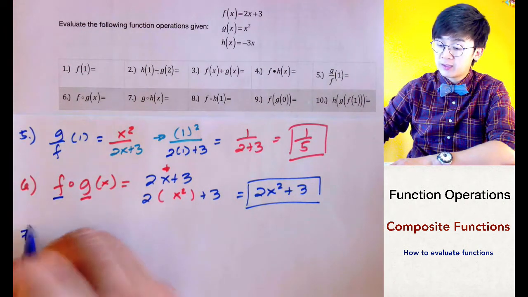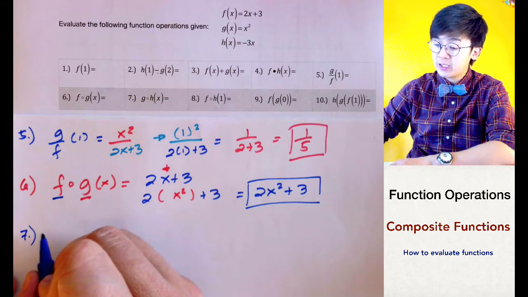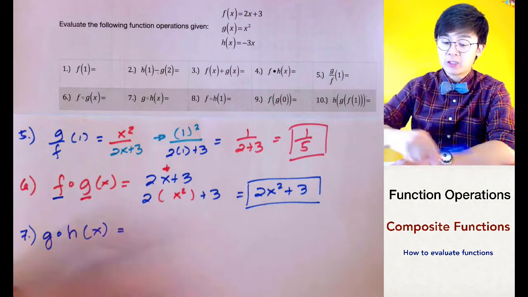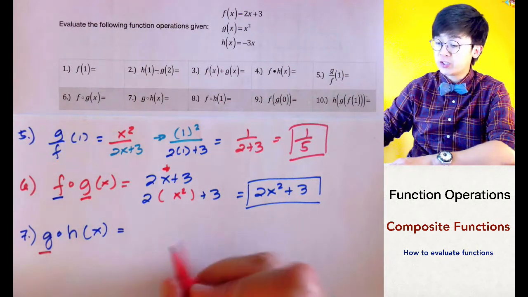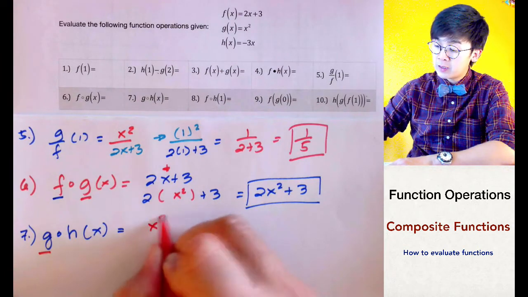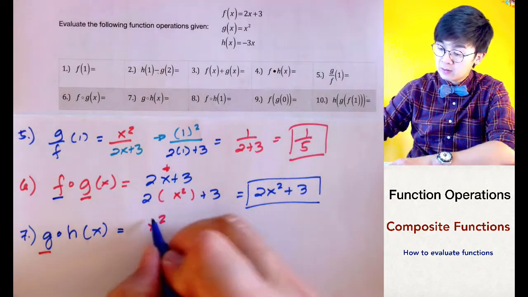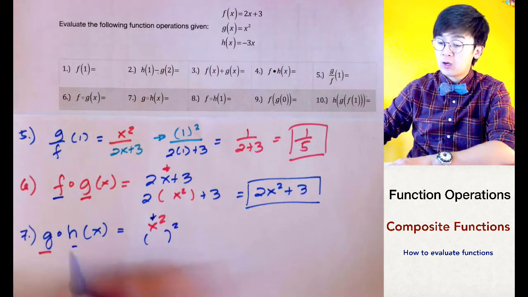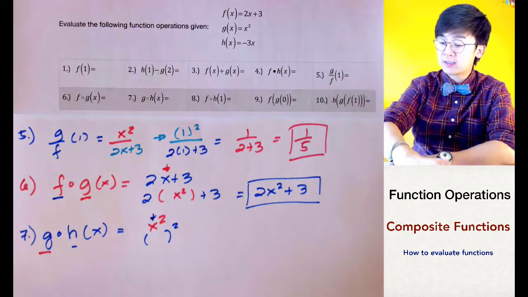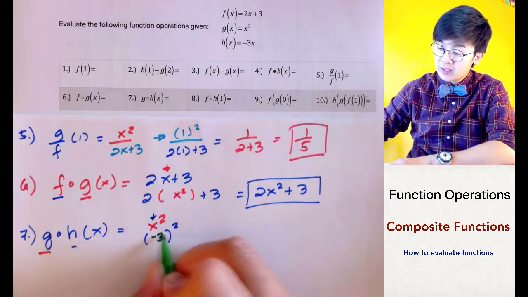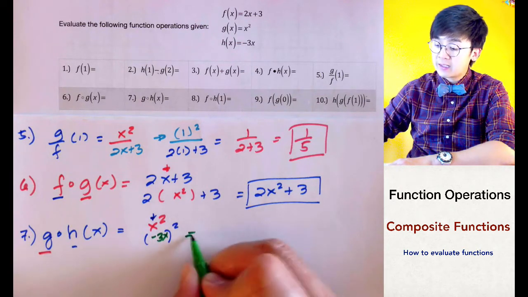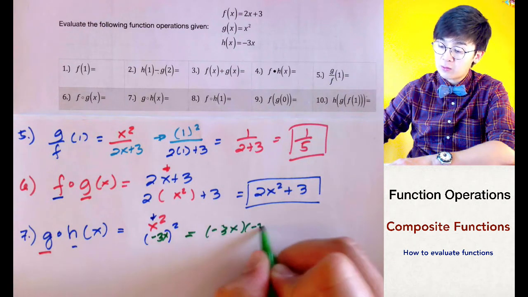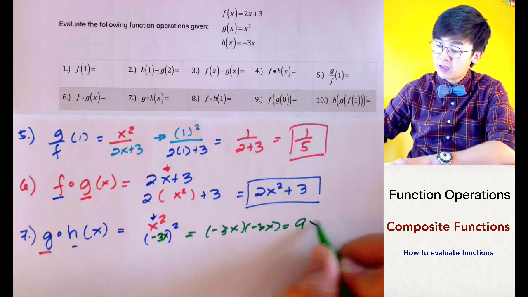And for problem number 7, we have g of h of x. So just like what we did a while ago, we're going to start with the function g, which is x squared. And in this case, x will be changed by h, which is negative 3x. So x will become negative 3x, and we know that negative 3x squared is going to be negative 3x times negative 3x, which is 9x squared.